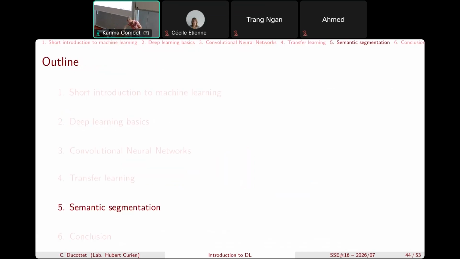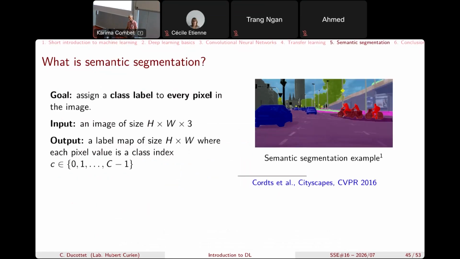Okay, so I don't know if I go to the semantic segmentation or if I stop here. Maybe it will be enough for you. Yes, I could. Okay, so I go just a little further. If you are still ready to continue, is it okay till now?